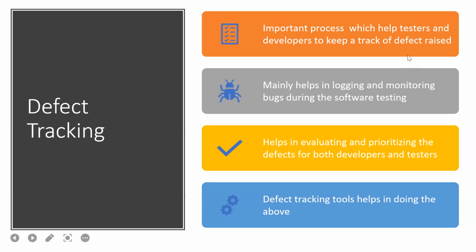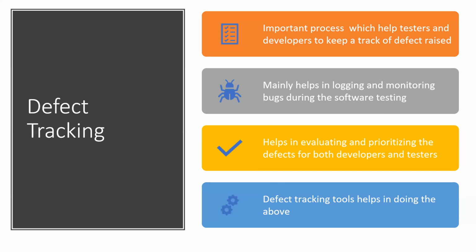So what is defect tracking? It is an important process which helps testers and developers keep track of the defects raised, and it mainly helps in logging and monitoring bugs during software testing. In software testing, I will raise a bug and assign it to a developer, and then we can monitor what the developer is doing if we have a defect tracking tool and track the defect properly.